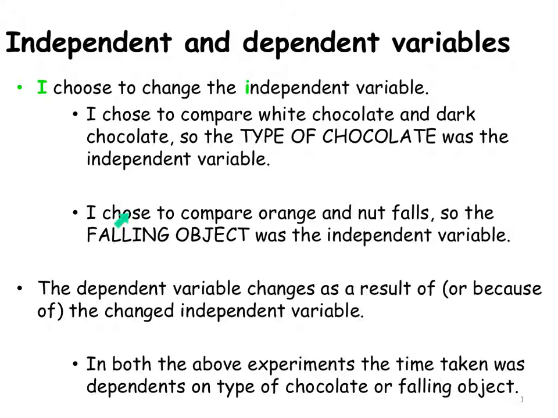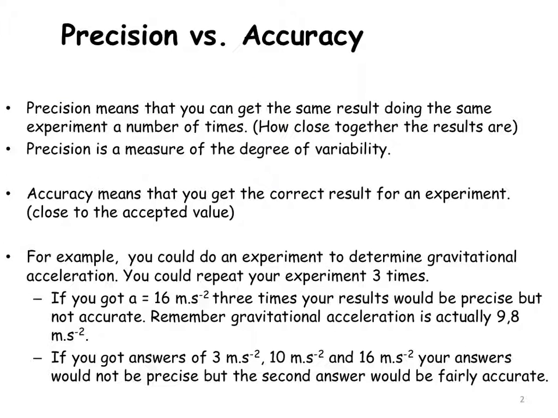I chose to compare if an orange or a nut falls fastest. What did I change? I changed the orange, I changed the nut. So the falling object was my independent variable. The dependent variable changes as a result of the changed independent variable. So in other words, the type of chocolate meant that there would be a different time. So it's how long did it take. So time is my dependent variable, and how long did it take an object to fall. Time is my dependent variable for both these experiments.